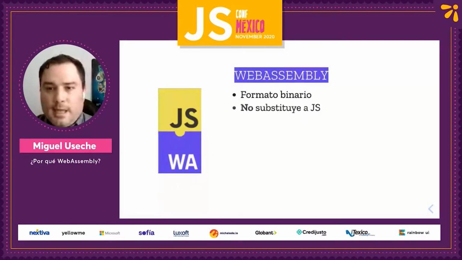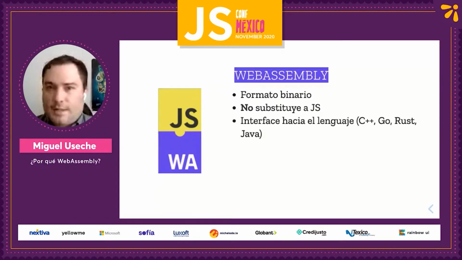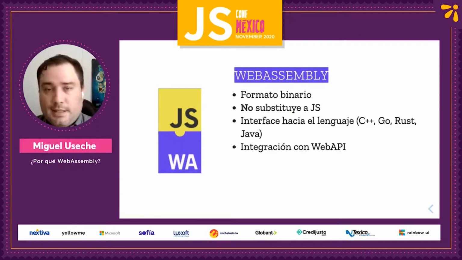It does not substitute JavaScript, because many people think it is one or the other. No, it's to complement. They are two puzzle pieces that complement each other and support each other. They have an interface between languages. So I can do my explanation in Rust and then my code in JavaScript and then Go and vice versa without a problem. So they can communicate with each other. There is a total integration with the Web API.